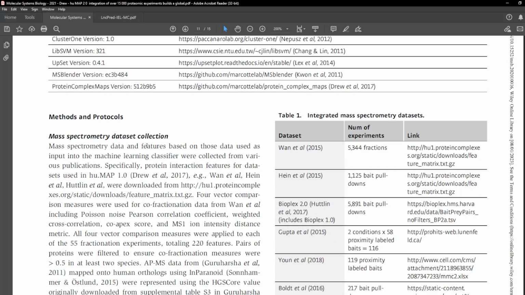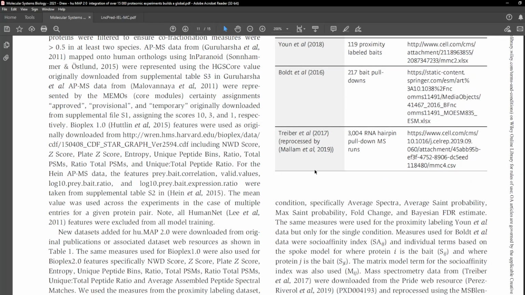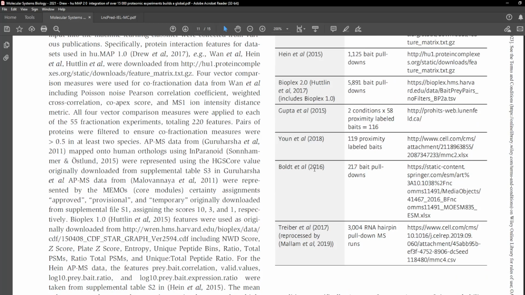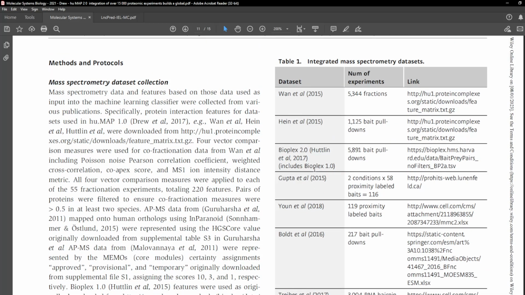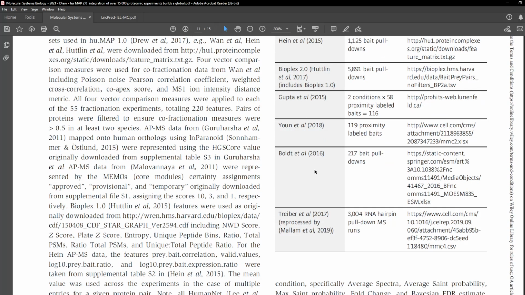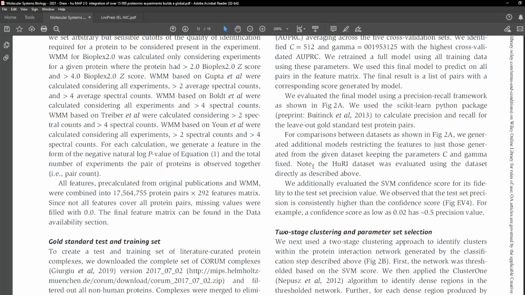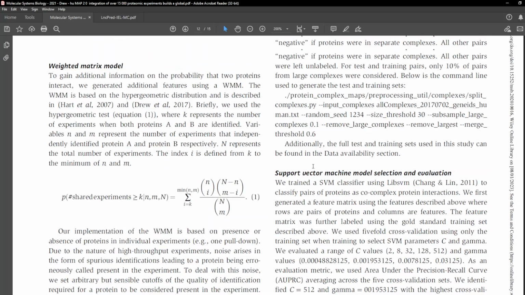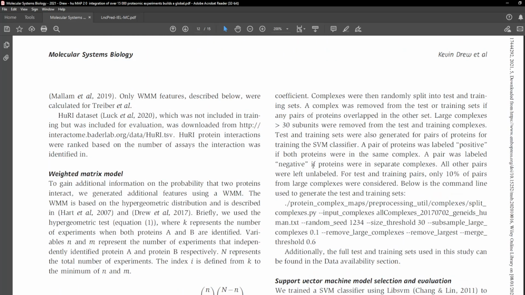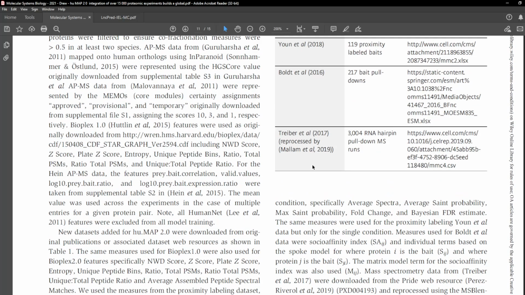BioPlex 1.0, Huttlin et al., 2015, features were used as originally downloaded from http://wren.hms.harvard.edu/bioplex/data/cdf/150408_var2594.cdf, including NWD score, z-score, plate z-score, entropy, unique peptide bins, ratio total PSMs, and unique total peptide ratio.